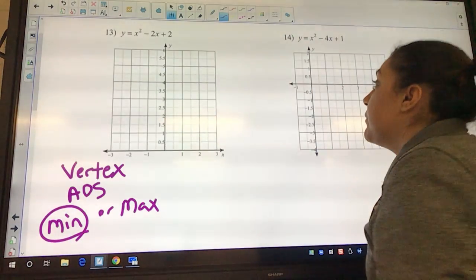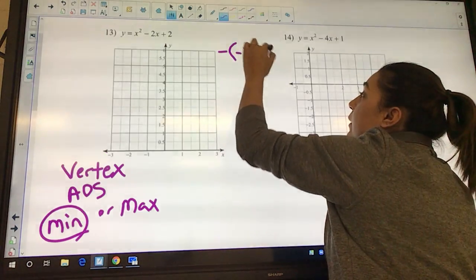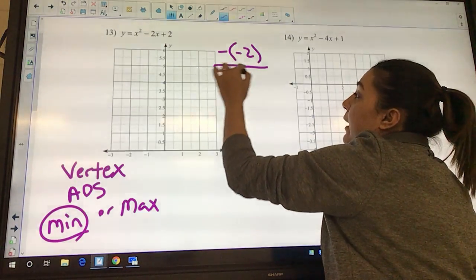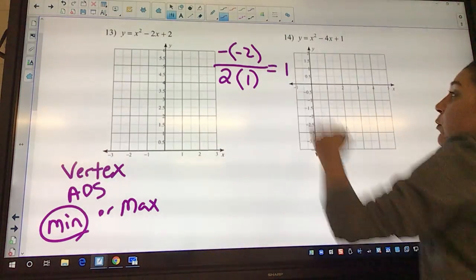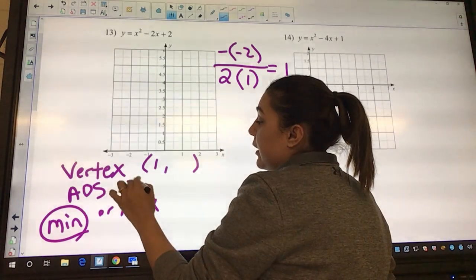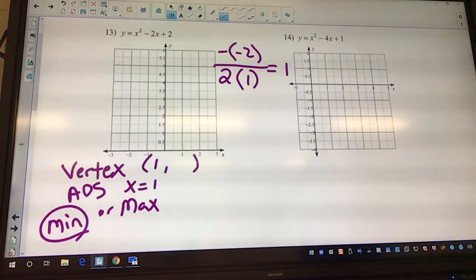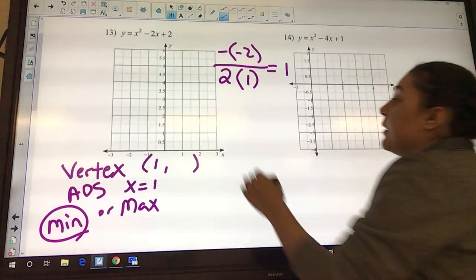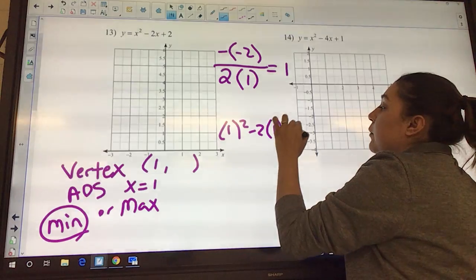Okay, I can find my vertex is going to be negative my B, which is -2, over 2 times my A, which is 1. Which is just going to give me 1. So I can fill in 1 for part of my vertex, and my axis of symmetry is x equals 1. Then the next step would be to plug it in. So it's going to be 1 squared minus 2 times 1 plus 2.